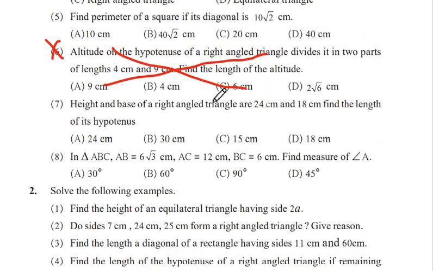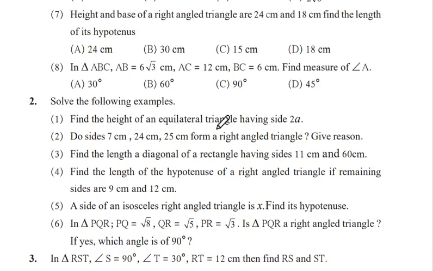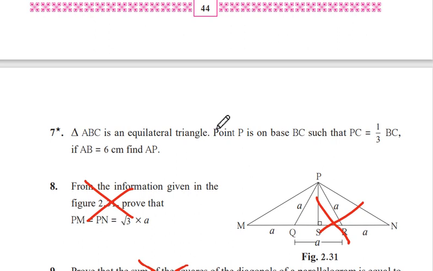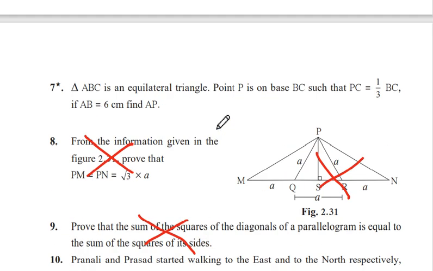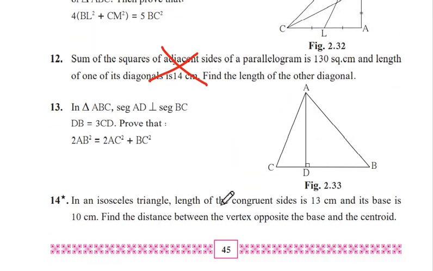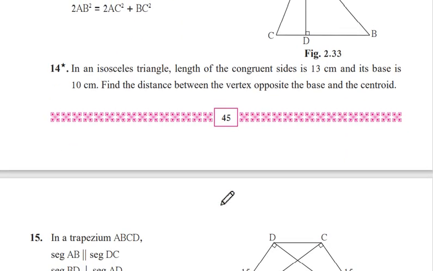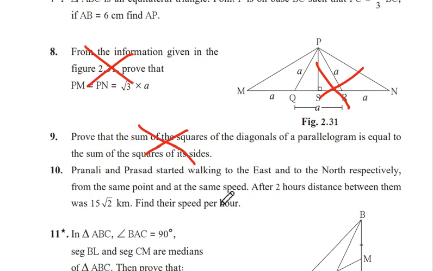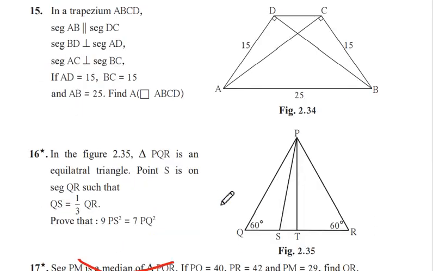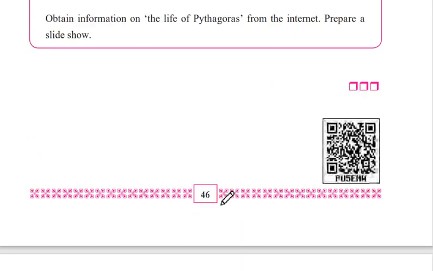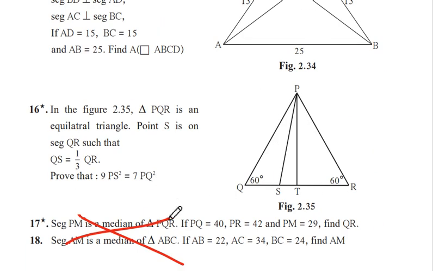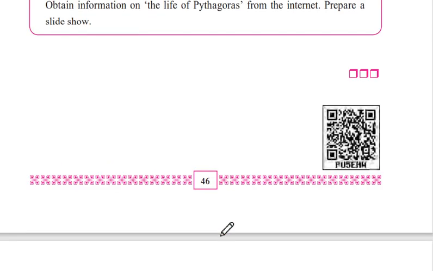In problem set 2, the MCQ part, question number 6 is not there. Then go directly to page number 45: question numbers 8, 9 and 12. Then on page number 46, the 17th and 18th sums. These two sums are related to the Apollonius theorem, so even those are not there.